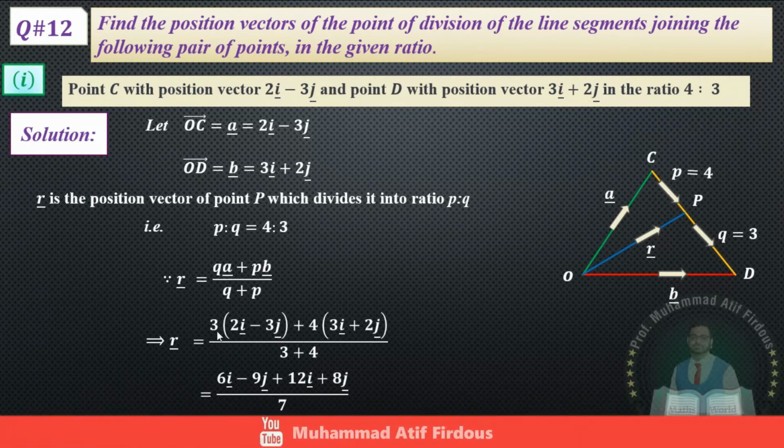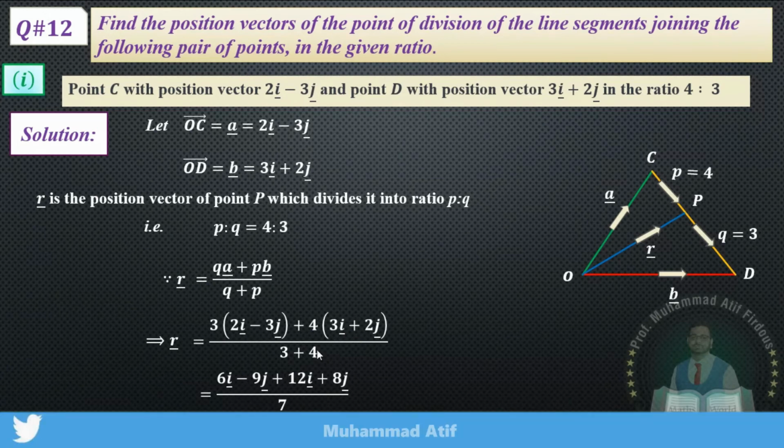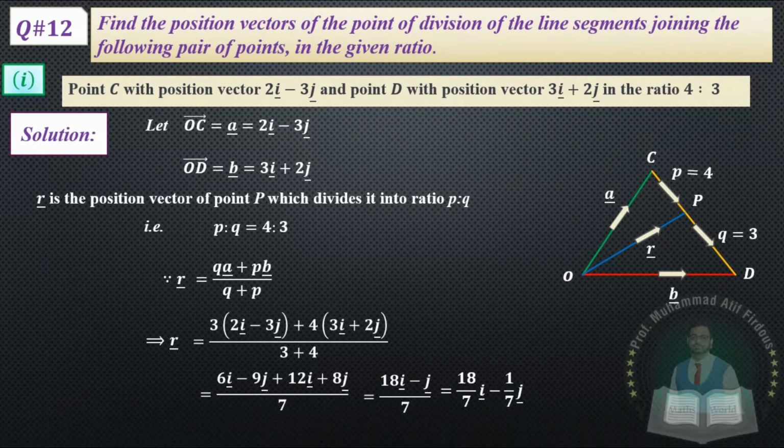Just multiplying 3 with this 2i minus 3j, we have 6i minus 9j. 4 into 3, 12, 4 into 2, 8. Or more simplifying, we have (18i minus j) over 7, or just write its i component 18 over 7 i minus 1 over 7 j. So by using this formula, it's a very simple way to solve this, but this diagram must be drawn in every question. In every question, you must draw this diagram.